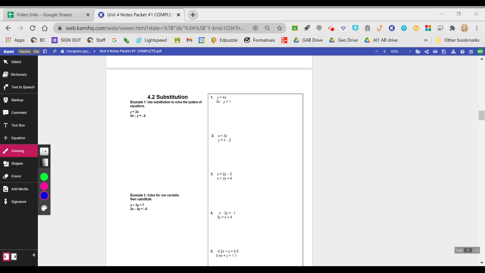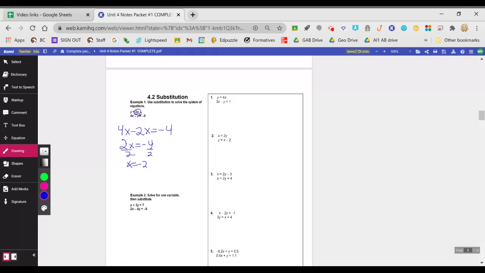So what I need to do first is I need to have one equation solved for one of the variables. So if I look at this, I notice that y equals 2x. So y is solved for x. So I'm going to take 2x and put it in for y in the equation below. So that gives me 4x minus 2x equals negative 4. 4x minus 2x is 2x equals negative 4. I divide by 2, and x equals negative 2.